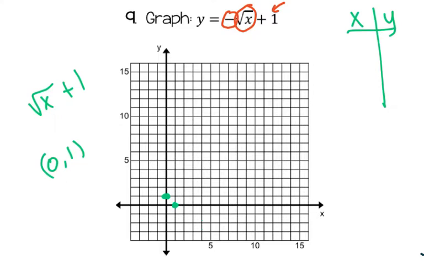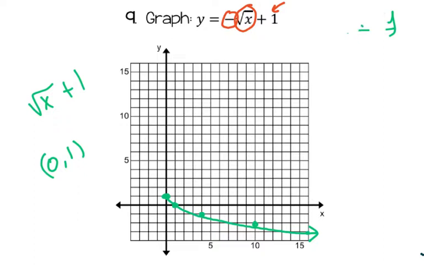I didn't count that right. Over 9, down 3, over 16, down 4. And this will be my graph. It would be the parent, the y equals negative square root x. That would be like this. And what that's done is it's taken that graph and it's just shifted it up 1. So it starts higher. And so that's what that graph is going to look like.